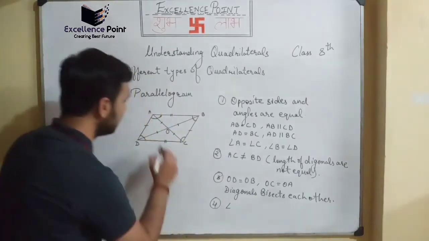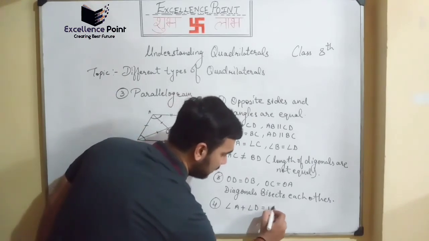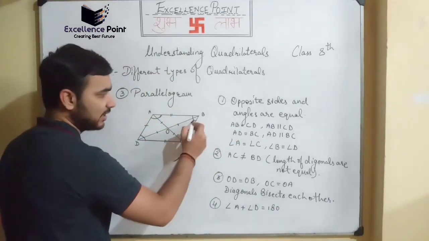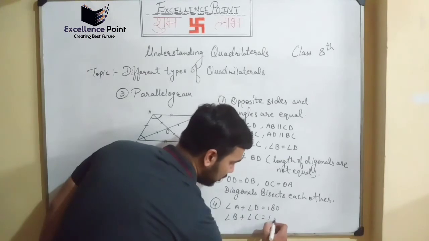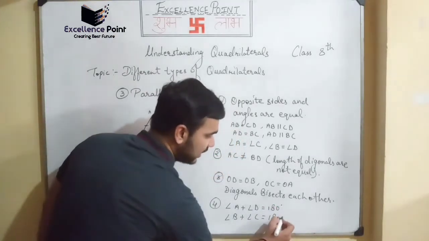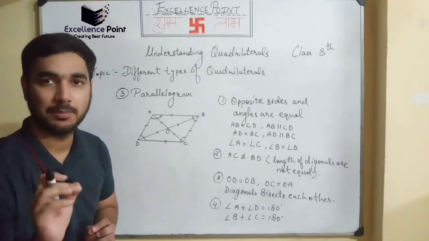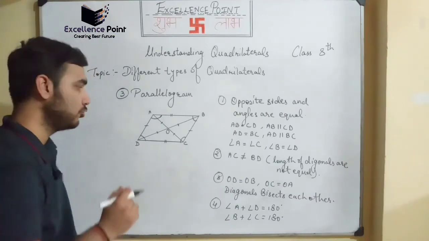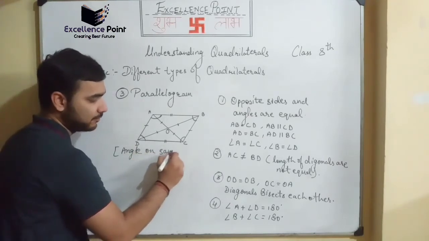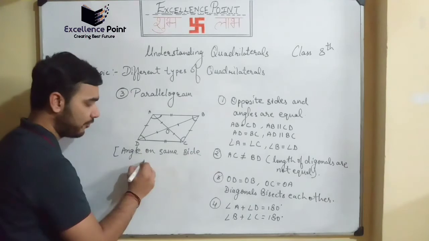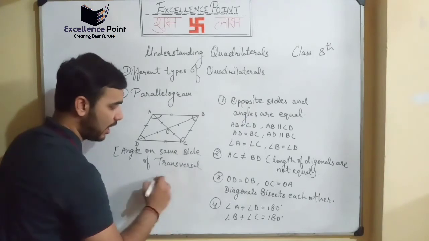Also, one special property is there for a parallelogram. The fourth one is that the sum of these two angles, angle A plus angle D, will be equal to 180 degrees. Also we can say that angle B plus angle C is equal to 180 degrees. Why are we saying 180 degrees? Angles on the same side of a transversal are supplementary. Very important property, you all have to write. Angles on the same side of a transversal are supplementary.